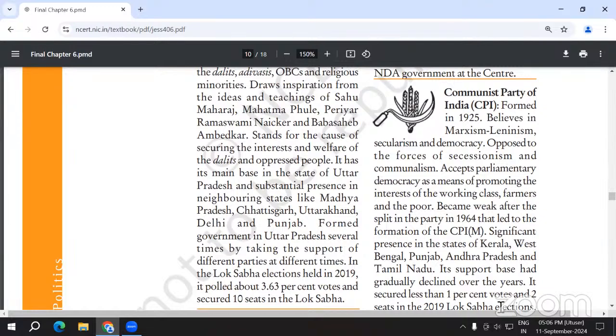Second is communalism. Don't misunderstand communist and communalism. We have learned communalism. What is that? The feeling that our religion is above the others. So that is communalism. So here, this Communist Party is against secessionism and communalism. Now, third point: accept parliamentary democracy.